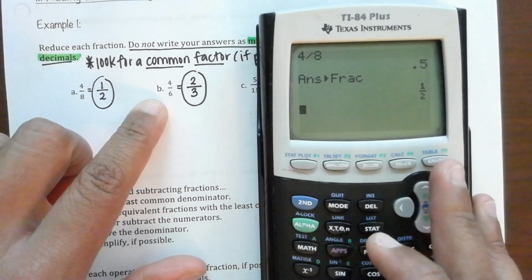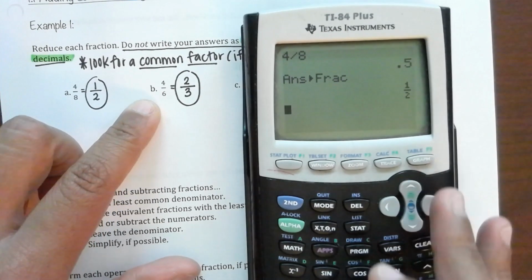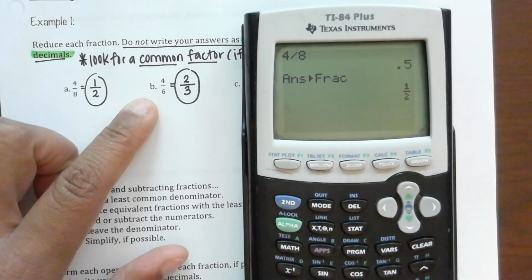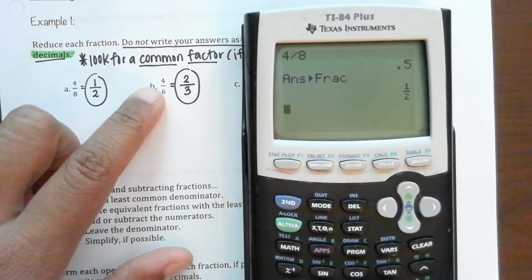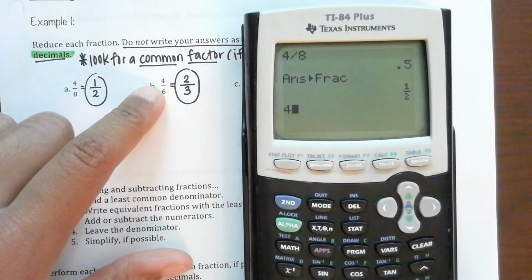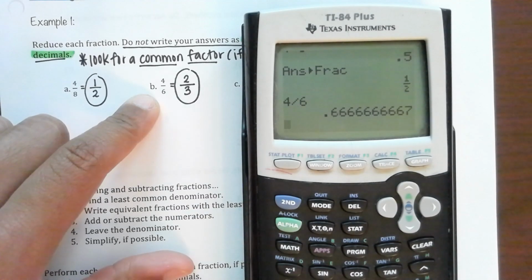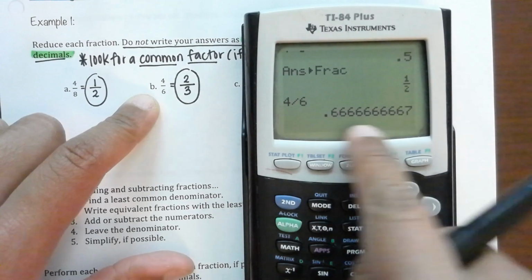Look at number B. Well, letter B. Excuse me, letter B. I told you my mind is still on summer. We're getting back. So what am I typing in? 4 divided by 6, and then enter, right? It gave me 0.6 repeating. Look at that repeating number.